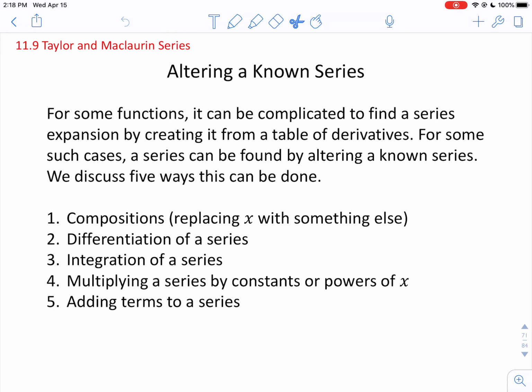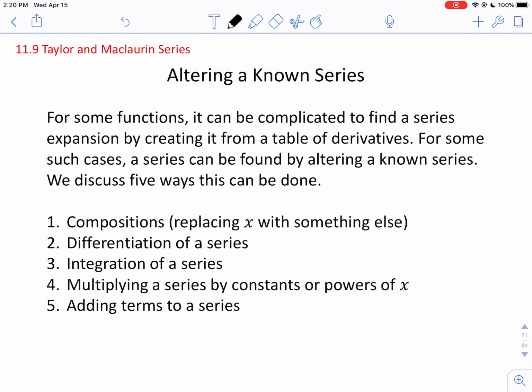Hello, calculus students. In this section, we're going to learn how to alter a series. We're going to start with a known series and alter it. We're going to go over 5 different ways to do it. These strategies are very useful for making new series, so you don't always have to create them from scratch.